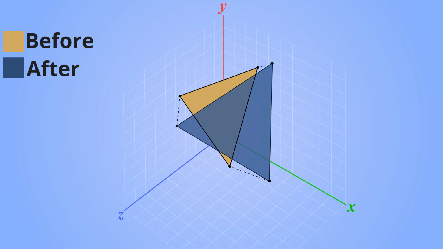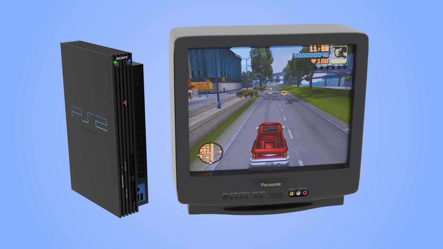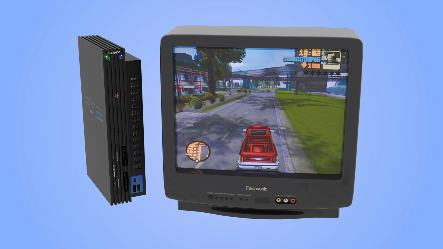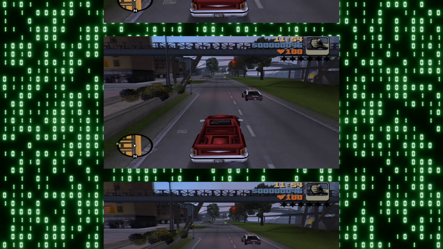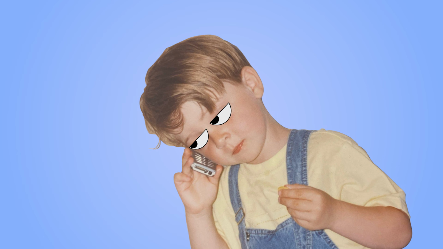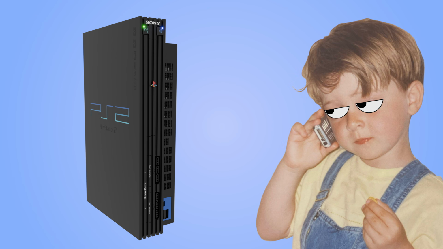Move 3 vertices and you move a polygon. And if you want the console to handle massive open worlds with tons of polygons and detailed models, it needs to be insanely fast at performing millions of these calculations every single frame. And that is where the PS2 truly shined.